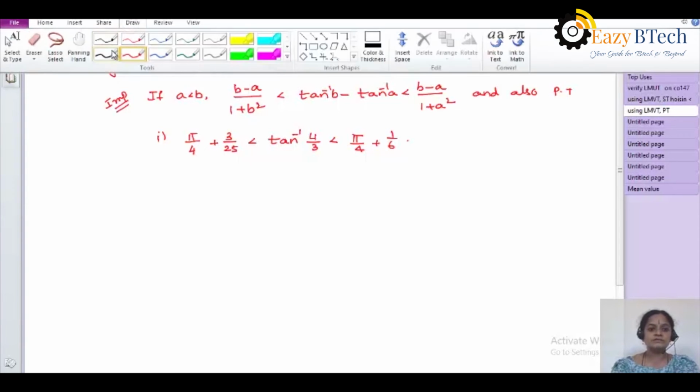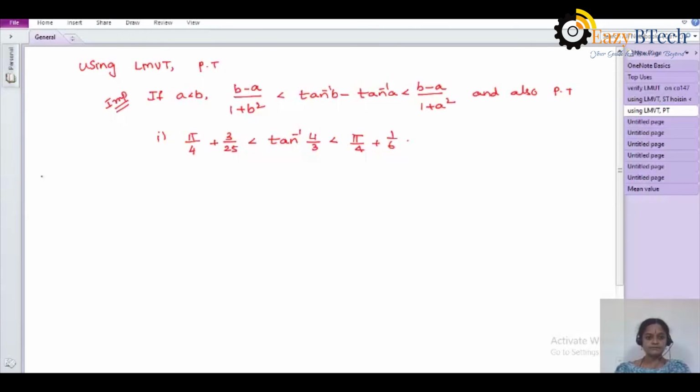So now the proof of this problem. Here also verify theorem was not asked, students. Verify was not asked here. Using Lagrange's theorem only we have to prove this one. First of all, proving this statement, and using this statement we are proving the first question. So (b minus a) by (1 plus b square) < tan inverse b minus tan inverse a < (b minus a) by (1 plus a square).